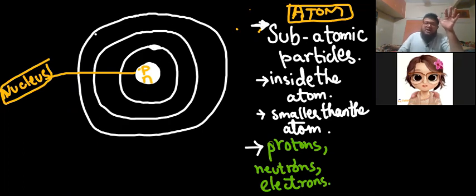And now, guys, the third type of subatomic particle, which is the electron. These electrons are found revolving around the nucleus in their orbits, meaning they are present in these electron shells. These are the electron shells around the nucleus in which the electrons are present. Different shells can contain different numbers of electrons in them.